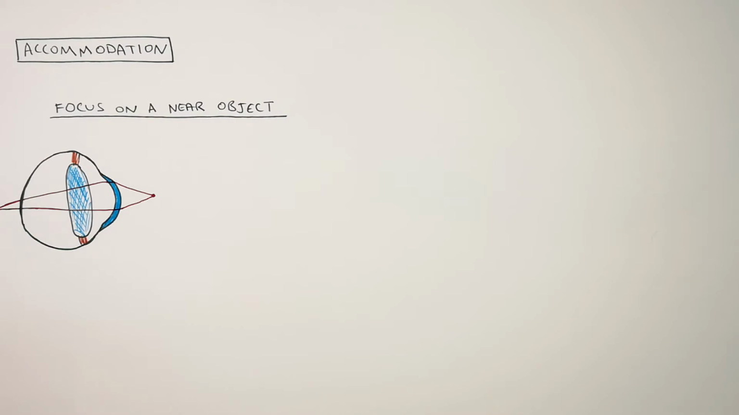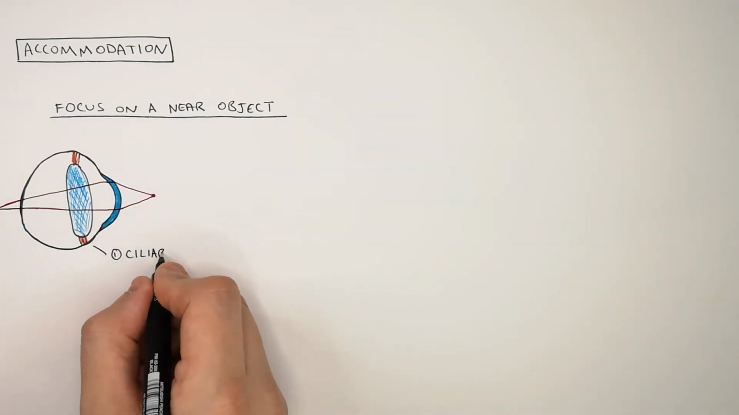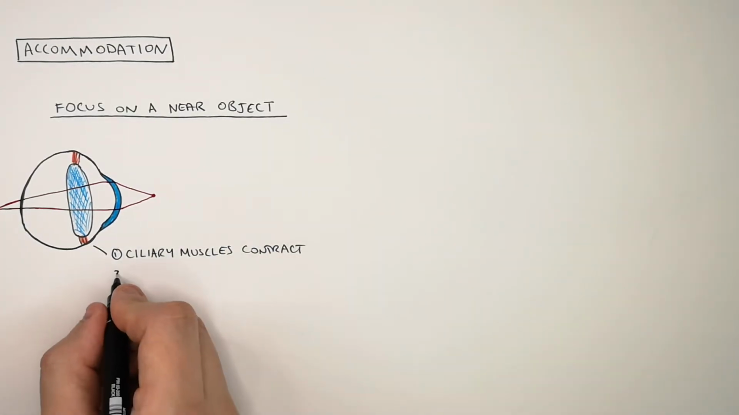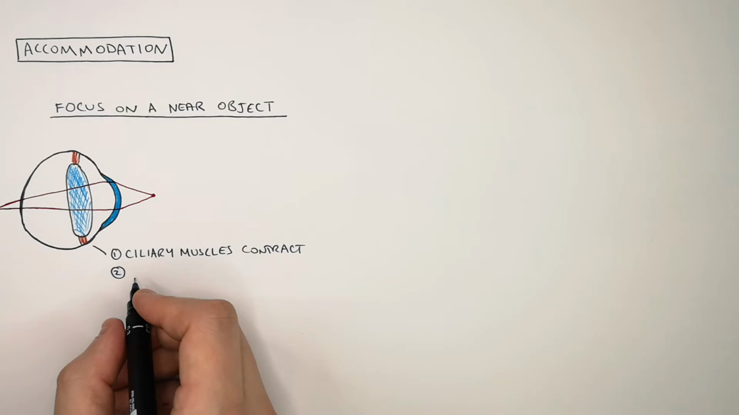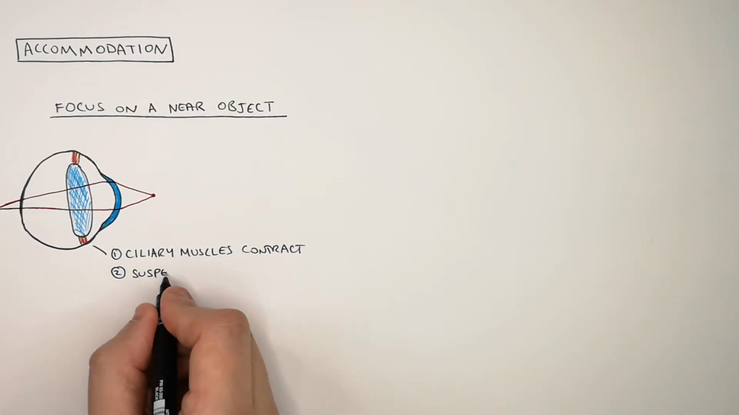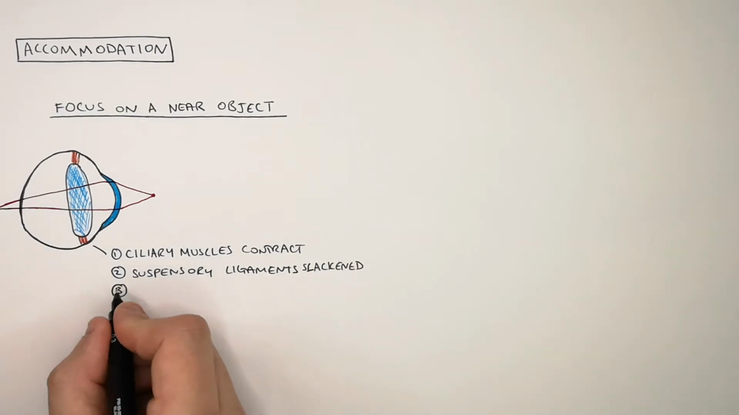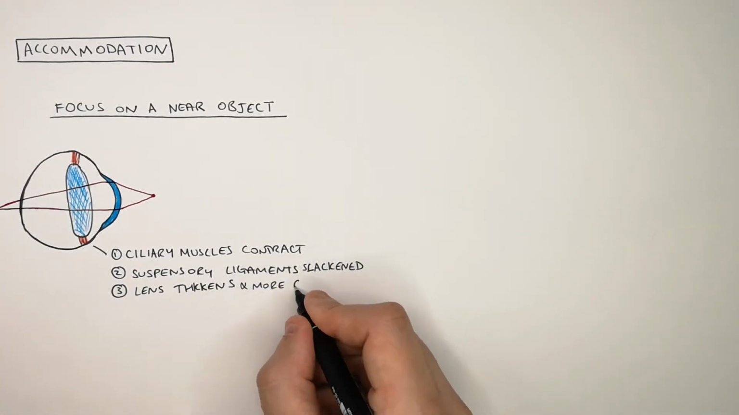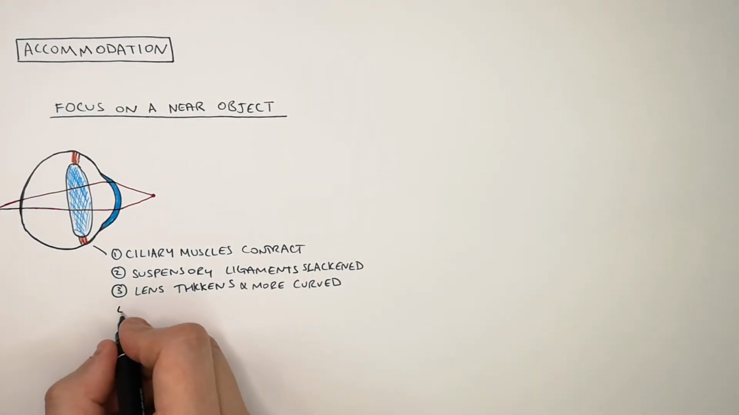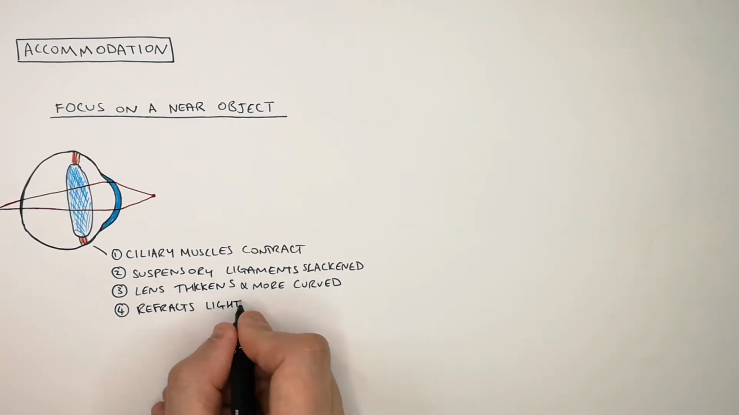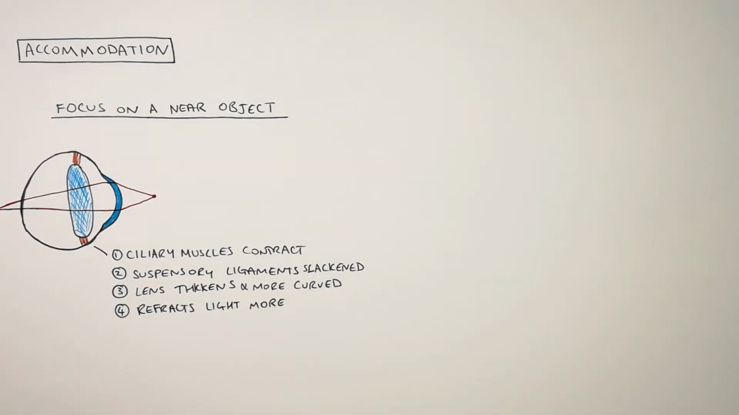But how does the eye change to focus the light onto the retina? Well, firstly, the ciliary muscles contract. So the ciliary muscles that connect to the suspensory ligaments contract. So the suspensory ligaments are then slackened or loosened. Then the lens thickens and becomes more curved, which means that the lens is going to refract light more. So let's see how this happens.